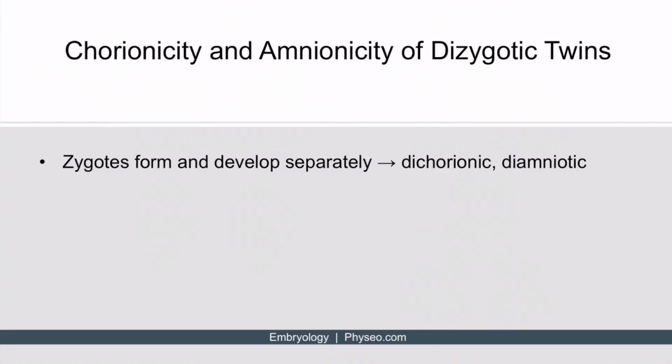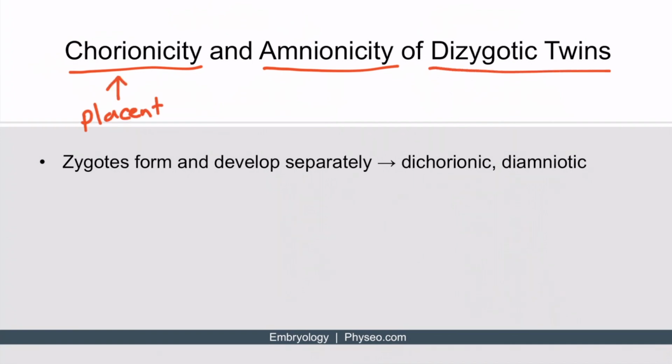Now let's discuss chorionicity and amnionicity of dizygotic twins. So a chorion refers to the placenta, and the amnion is referring to the amniotic sac. So the question is whether or not the twins will share a placenta and whether or not they will share an amniotic sac. And they don't share either of them. So the key point is that the zygotes form and develop separately. So they will be dichorionic.